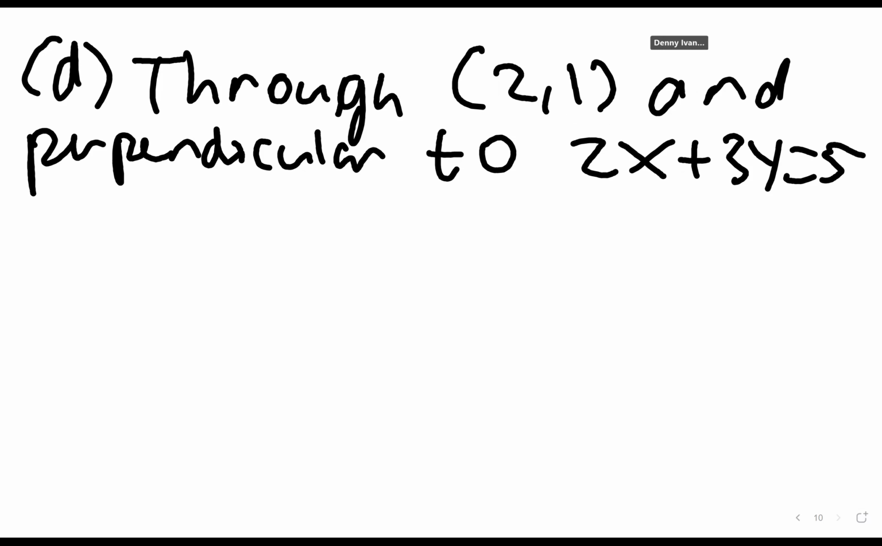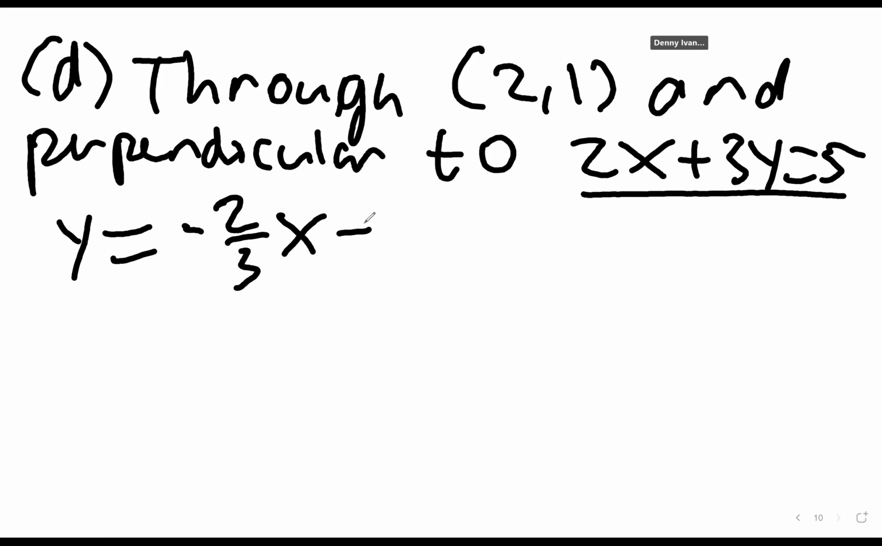So if we have two lines that are perpendicular to each other, then the product of their gradients is equal to -1. Since the line is perpendicular to this line, first let us find the gradient. We can write it as y equals minus 2 over 3 x plus 5.